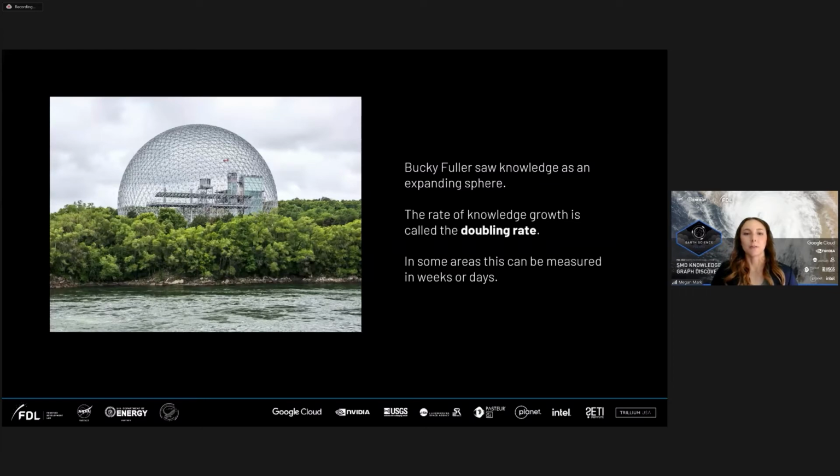Bucky Fuller saw knowledge as an expanding sphere, and the rate of this knowledge growth is called the doubling rate. This growth is a huge problem because the knowledge and the data is increasingly becoming more and more cross-domain, or across different fields of science. And it can take scientists hours to find what they need, and it can be like finding a needle in a haystack. We can dramatically cut the time scientists spend looking for this data through the use of AI and knowledge graphs.